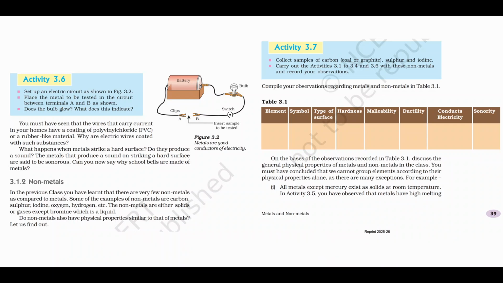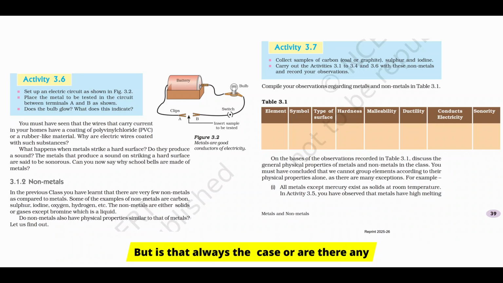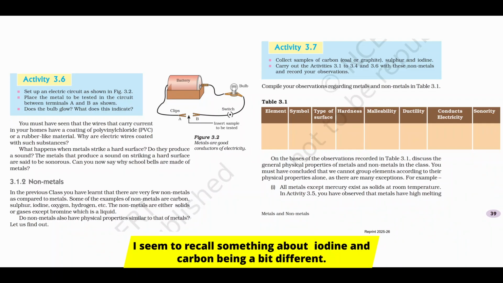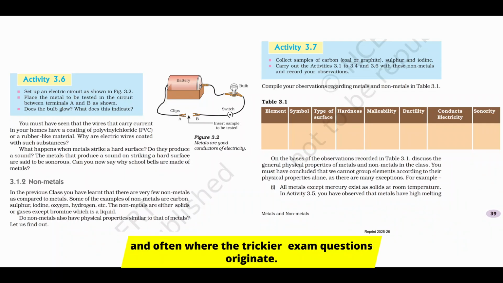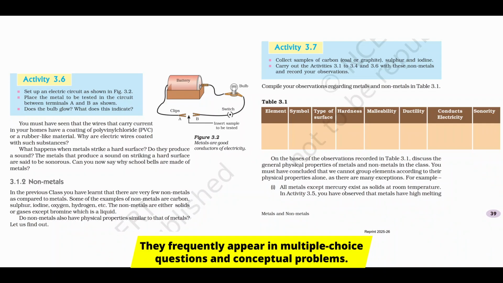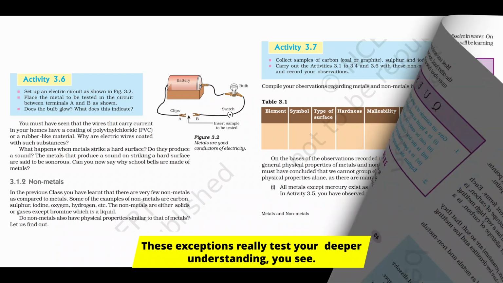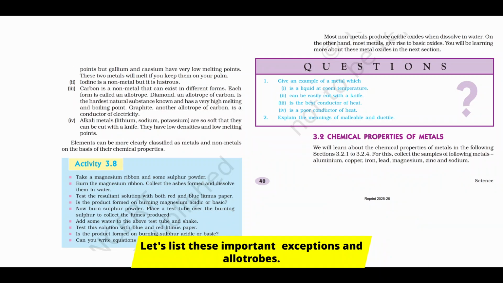Pretty straightforward. But is that always the case, or are there any interesting exceptions, just like with metals? I seem to recall something about iodine and carbon being a bit different. You're right on the money. Yes. This is exactly where the complexities lie, and often where the trickier exam questions originate. While these are general trends, there are some very important exceptions that we absolutely must commit to memory. They frequently appear in multiple-choice questions and conceptual problems. These exceptions really test your deeper understanding, you see. Let's list these important exceptions and allotropes.